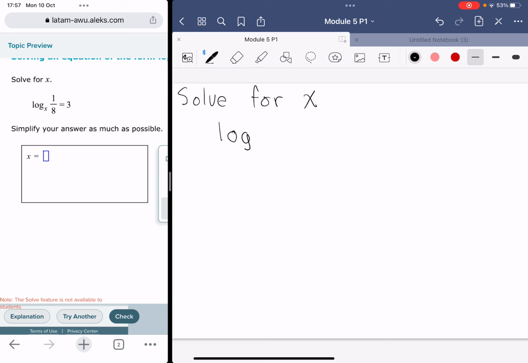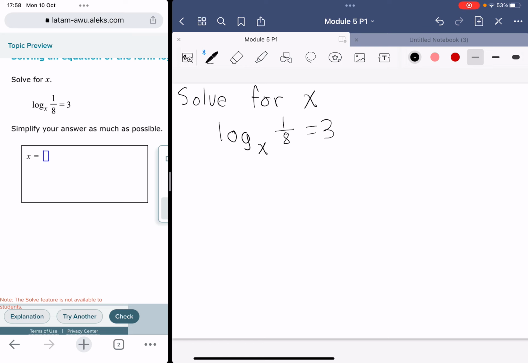We have a logarithm base x of 1 over 8 equals 3. In this case, we want to find the value of x that makes this equation true. We don't know what is the base in which this is true. So let us find that out. How are we going to find that out?